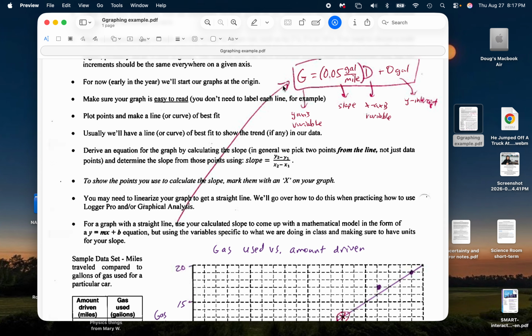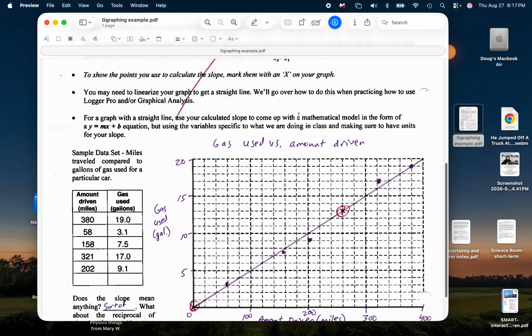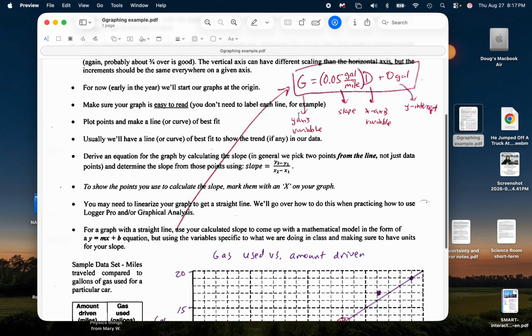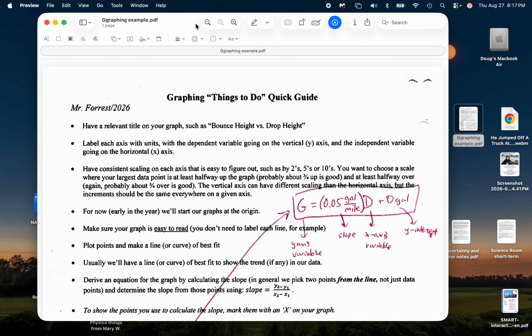So the idea here is if I could put in any amount of miles that I drive, I should be able to predict how much gas I'm going to use. If I put in 100 miles, 100 times 0.05 means I'm going to use 5 gallons. If I put in 500 miles, 500 times 0.05, I'm going to use 25 gallons. So that's an example, and in the lab we're going to be collecting some data and graphing some other things. So hopefully that helps.